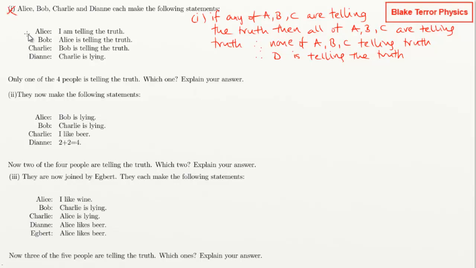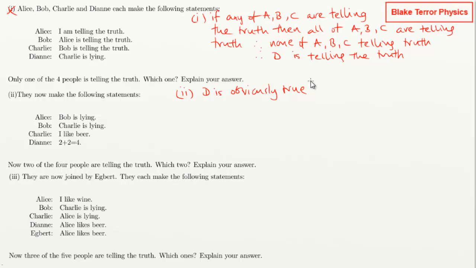Part 2 then, they now make these statements. So we've got 2 of the 4 of them telling the truth. Alice says that Bob is lying. Bob says that Charlie is lying. Charlie's fixated on beer, and Diane says something that's obviously true. So that's a starter then. So we've got D is obviously true. So we've got one of these ones is telling the truth.